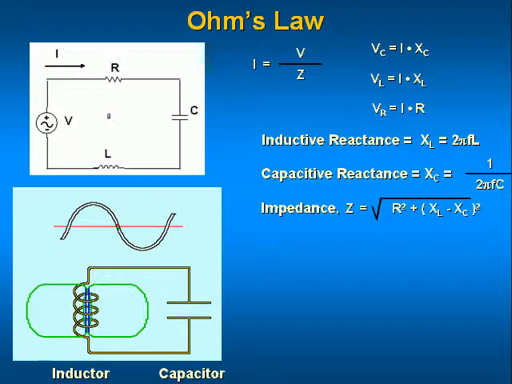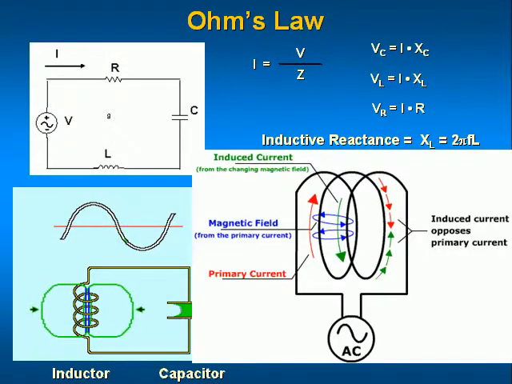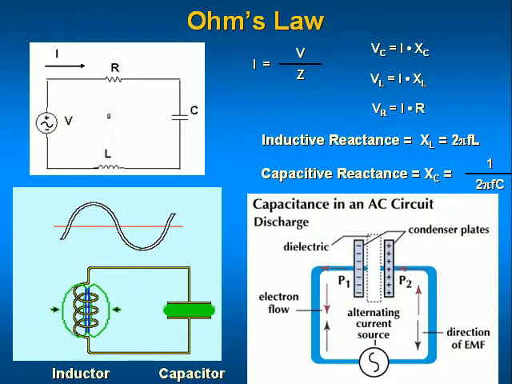chart for your review. Inductive reactance is the opposition to the flow of current in a circuit due to an inductor. Note that inductive reactance is directly proportional to the inductance in henries and the frequency F of the applied excitation. Capacitive reactance is the opposition to the flow of current in a circuit due to a capacitor. Note that capacitive reactance is inversely proportional to capacitance C and the frequency F of the applied excitation.